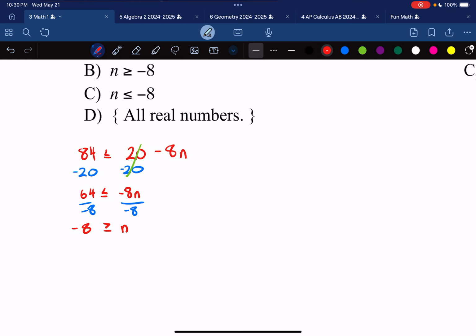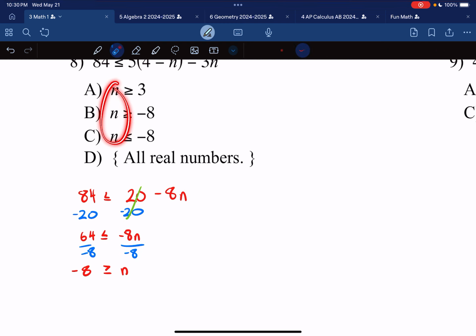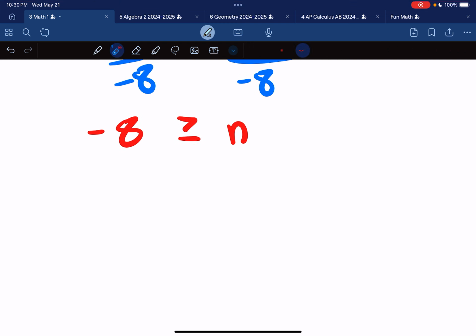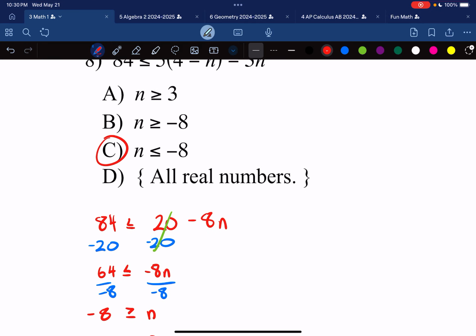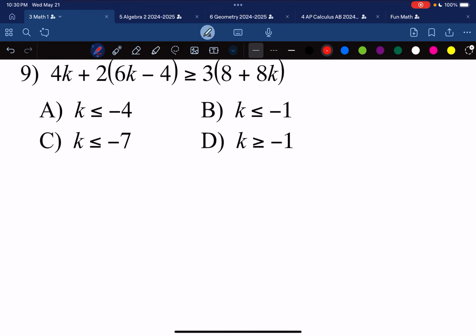I'm noticing that all of my answers have an n on the left-hand side, so I'm going to put my n on the left-hand side as well. When I do that, n goes on the left, -8 goes on the right. Whenever we switch these two, we switch the sign in between as well. This is going to be a less than or equal to, and n less than or equal to -8 is option C.